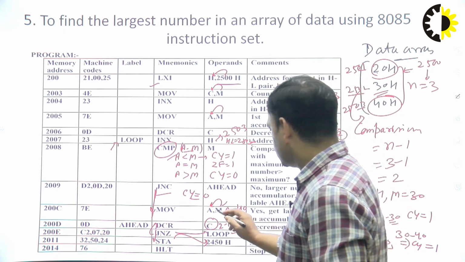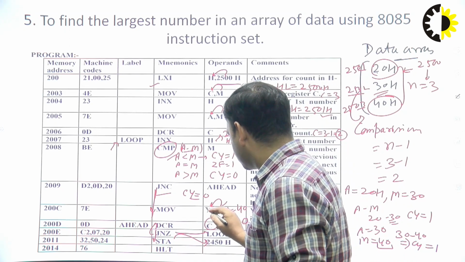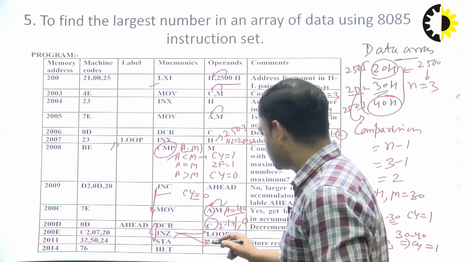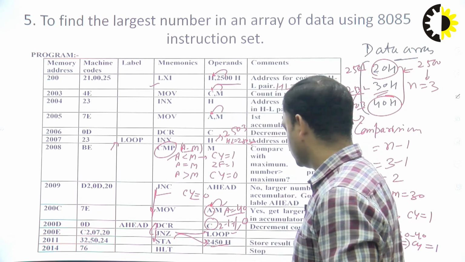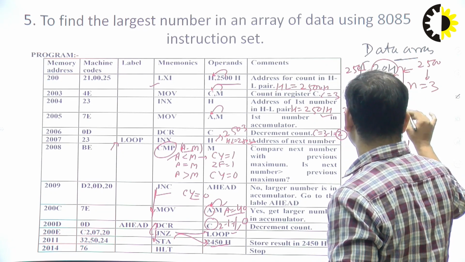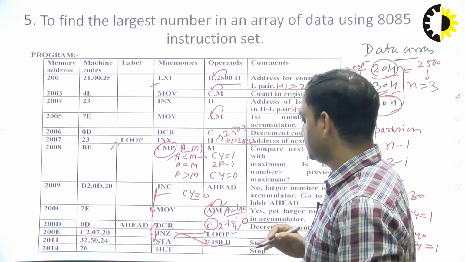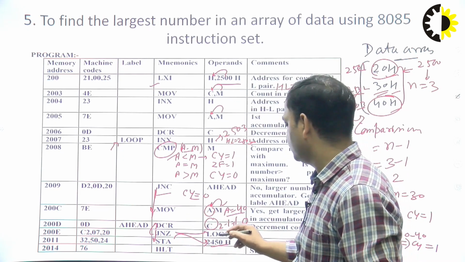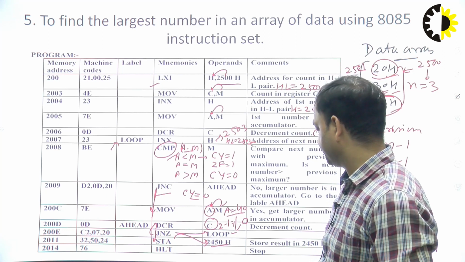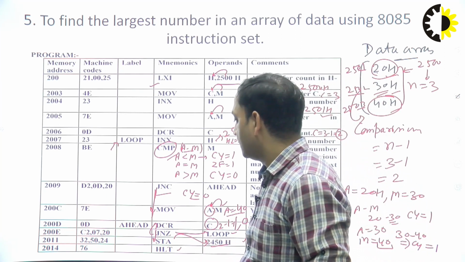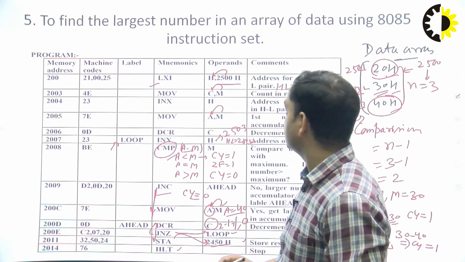Clear? At this time, what is the value of the accumulator? That was 40, and this 40 will be stored at 2450. So 40 is the largest number out of 20, 30 and 40, and this 40 must be put into the particular memory location which is given, 2450H. This is the end of the program, using HLT. But this was the largest number.